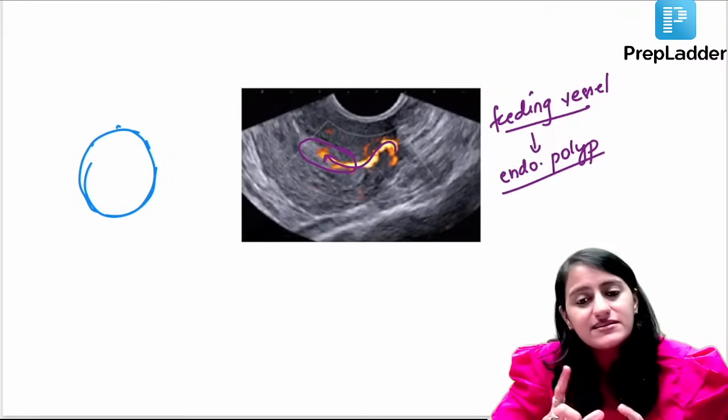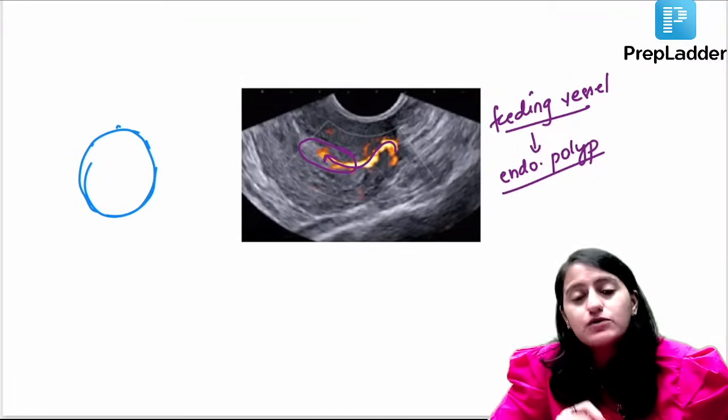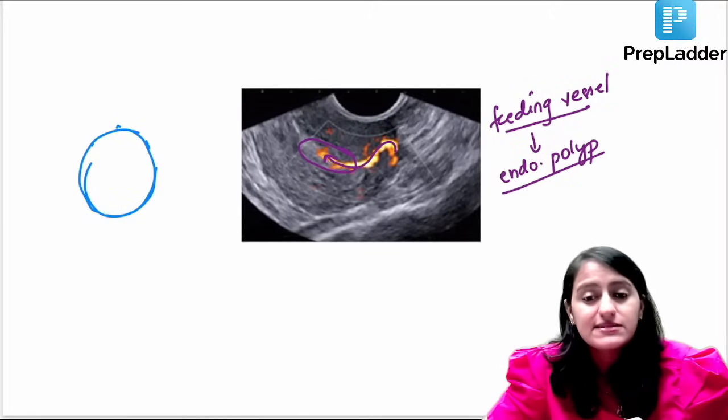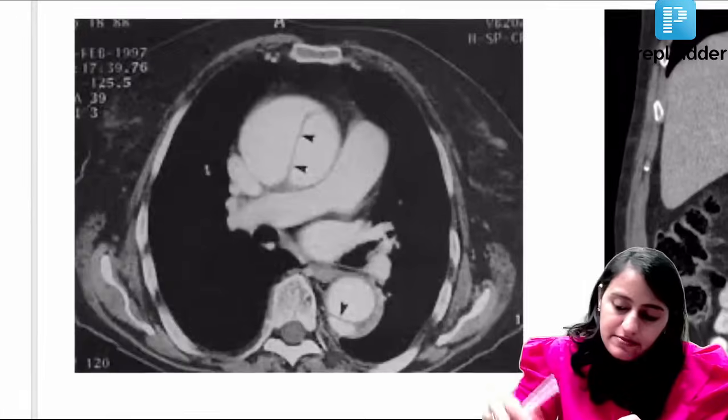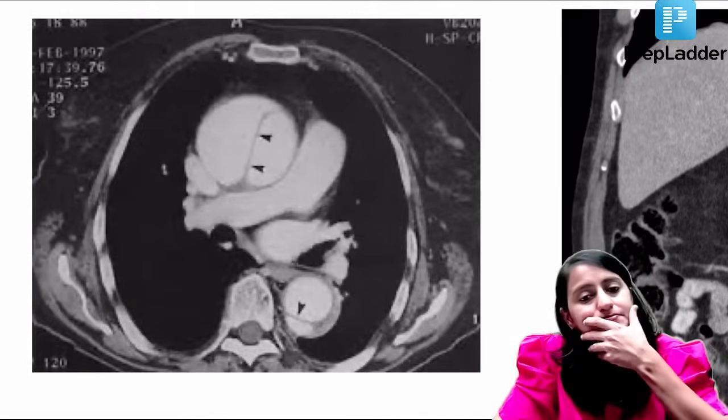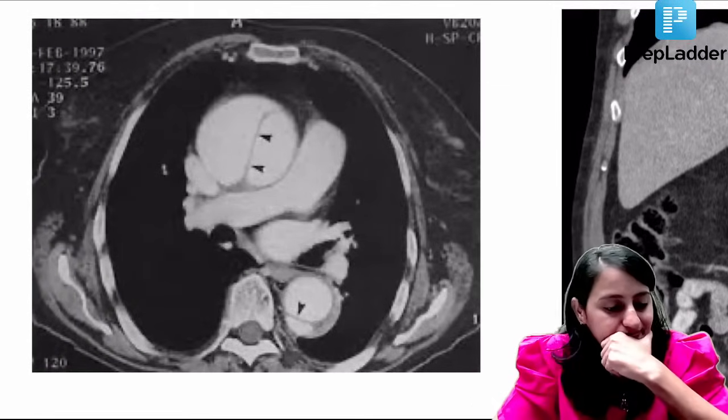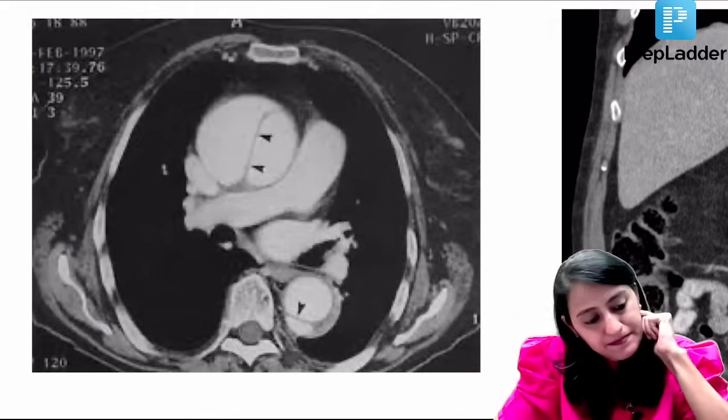Ring of fire is seen in an ectopic or a ruptured corpus luteal cyst. This is endometrial polyp. Okay, what are you seeing here in this image?